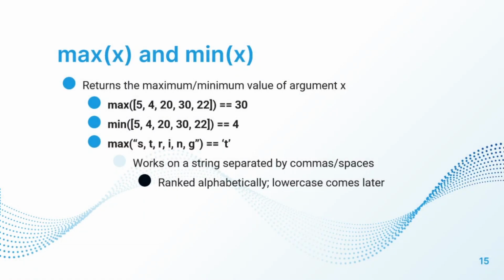Max and min return the maximum and minimum value of argument x. If you pass a list, you will get the maximum and minimum element of the list, which are 30 and 4 respectively in this case. If you pass a string separated by commas or spaces, Python treats each character as a number called Unicode and ranks them in a specific order. When comparing letters, they are ranked alphabetically, and lowercase comes later.